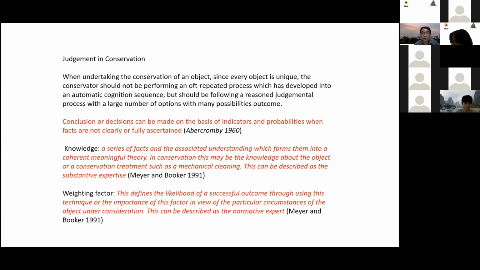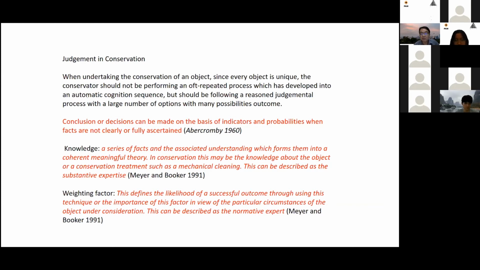So how do you get to that so-called intelligence to give an opinion? It is through years of experience. After every few projects that you go and explore, you learn and you gather knowledge. So then you get a learned interpretation of the building. That knowledge is a series of facts and associated understanding which form into a coherent, meaningful theory.